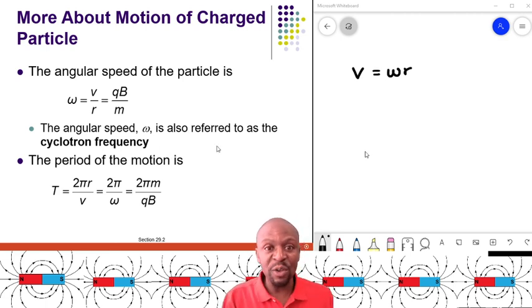Now, because we know the angular velocity, we can also calculate the period of the motion, the time to complete one revolution. Therefore, we know what the velocity is, and we can substitute the value for the velocity. Then the period is given by 2 pi m divided by qB. All right.